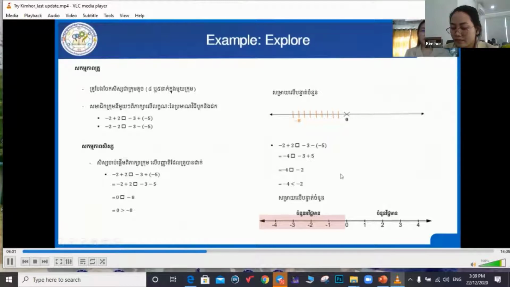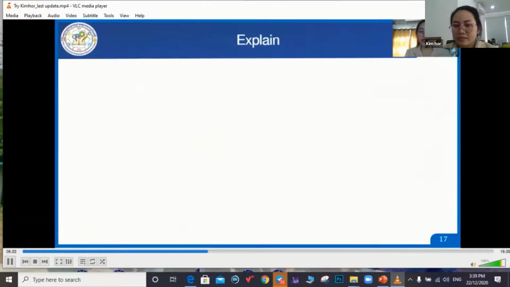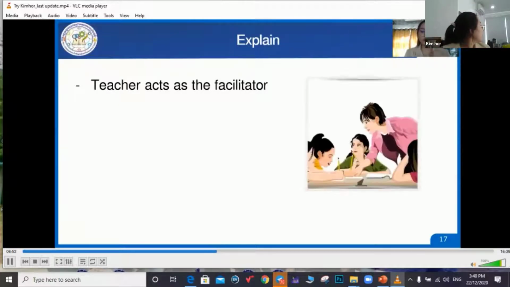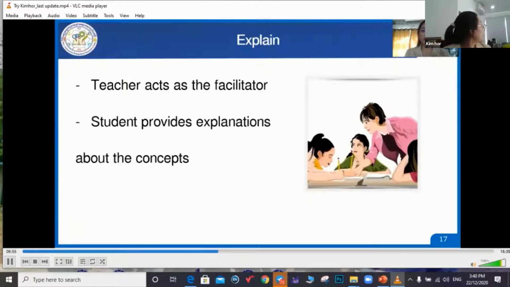After the explore phase, we go to the explain phase. In the explain phase, the teacher acts as a facilitator. When we apply 5E in the classroom during the explain phase, the teacher is not the one who explains the result; the students explain the result. Teachers act as facilitators who help students as needed, and the students provide explanations about the concept that they have found from their research.